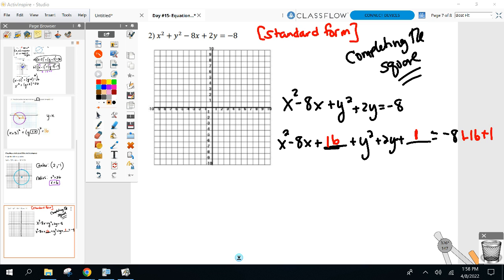Add 16. Whatever you add to the left, you add to the right. What am I going to get over here? 9. And now you factor. Ready? X's. 2 numbers that multiply to 16 but add to negative 8. Negative 4 and negative 4, right?